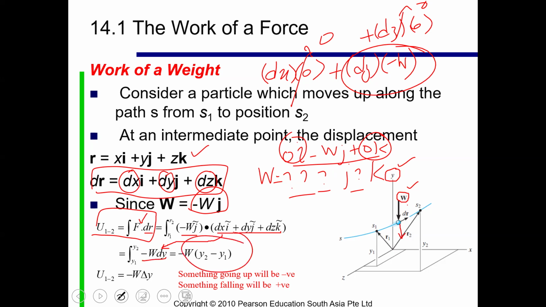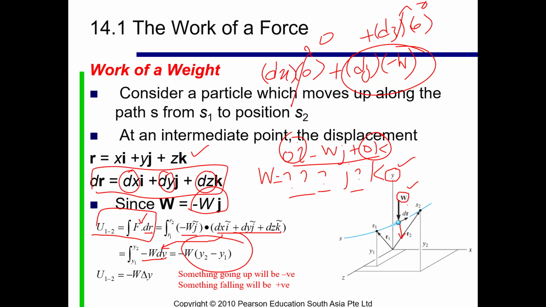So this dot product, when you solve, will reduce to this, and eventually it would look like weight times the final vertical position minus the initial vertical position. By default, remember that you have a negative in this formula, right? And negative indicates what?